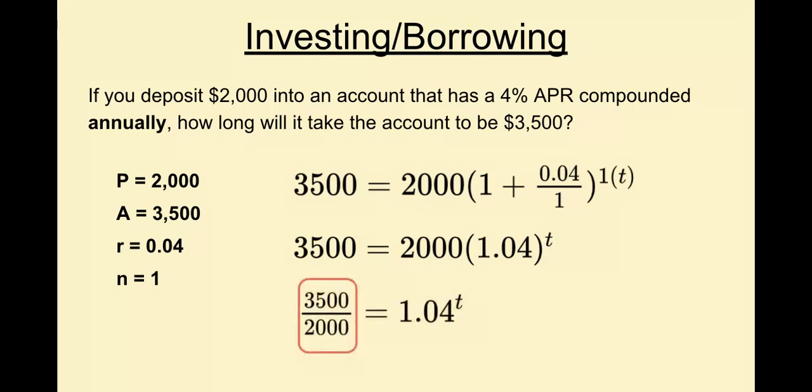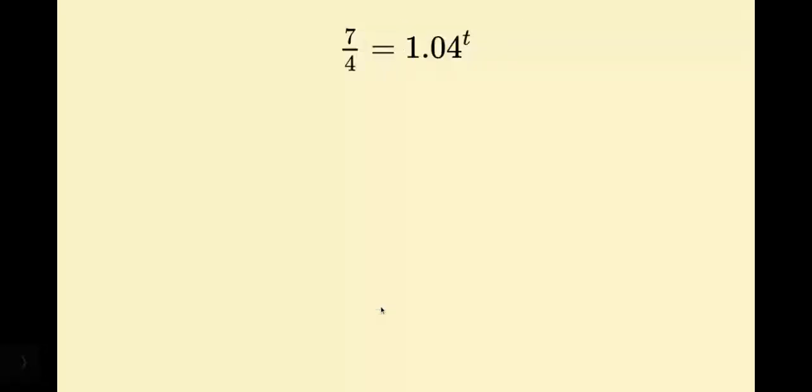And now notice I can reduce this. First of all, I can take out 100 from both, so cross out the two zeros. And then 35 and 20 are both divisible by 5. So that's how I'm going to get this 7/4. I just reduce 3,500 divided by 2,000.